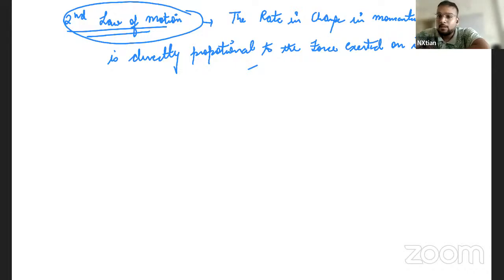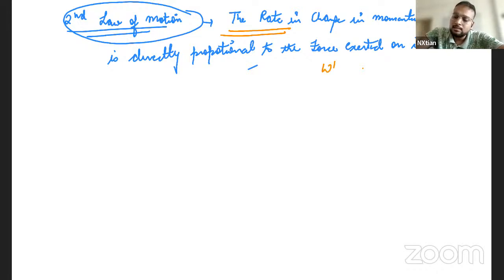Okay, what does this mean? Yesterday we learned about change in momentum. What is change in momentum? Final momentum minus initial momentum. Joshua, I hope you saw that video yesterday also. Impulse we learned yesterday. The final momentum minus initial momentum is basically the change in momentum. Now there is a rate. What does this rate mean? In physics, whenever rate comes, like rate of change of this, rate of change of that, you have to divide that thing by time.